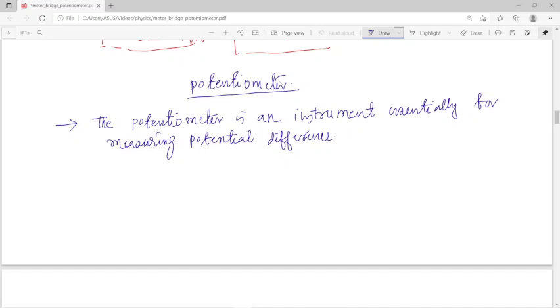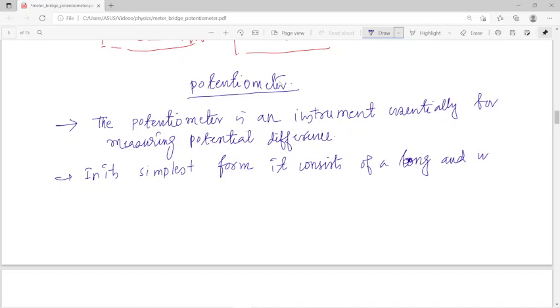In its simplest form, it consists of a long and uniform wire.